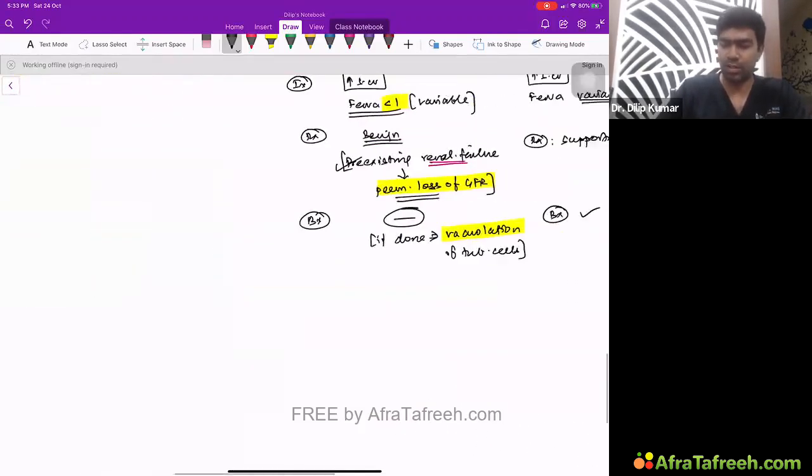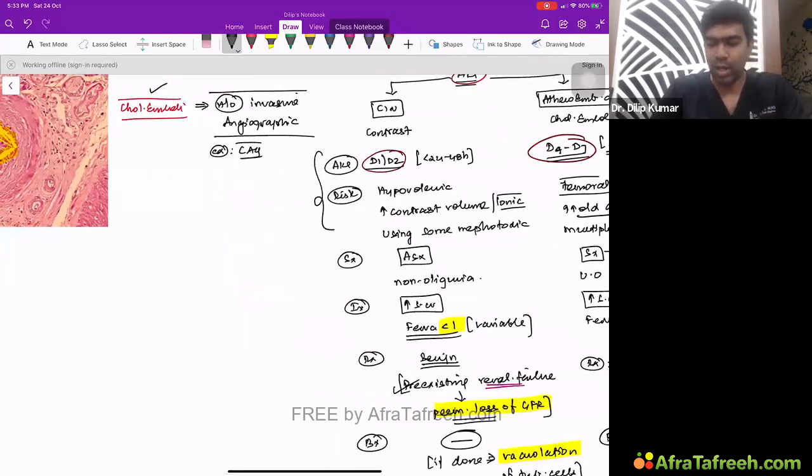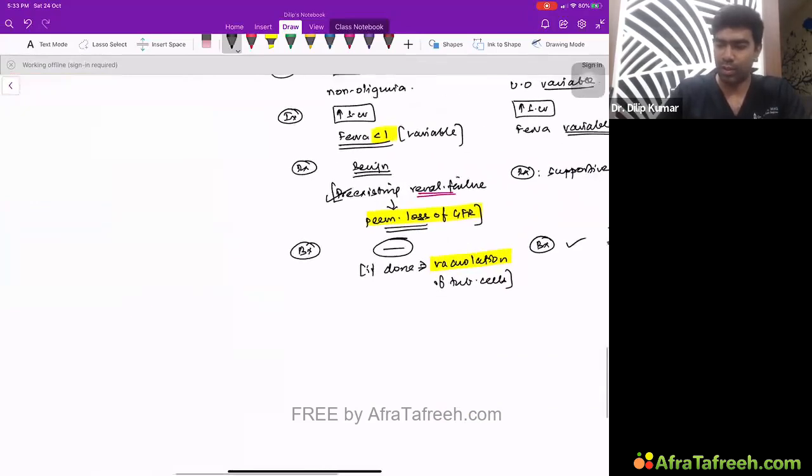And prevention. Contrast nephropathy can be prevented to a large extent. Why do we need to prevent contrast nephropathy? Because there are some patients who are at risk, especially those with pre-existing renal failure. These patients are at higher risk of developing contrast nephropathy and subsequently permanent loss of GFR.